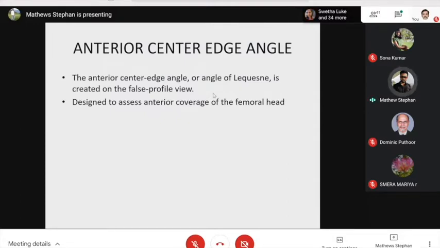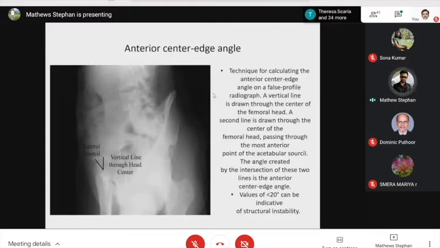Next, coming to the anterior center edge angle. The anterior center edge angle, or angle of Lequesne, is created on the false profile view and is designed to assess the anterior coverage of the femoral head. Here the technique for calculating the anterior center edge angle on a false profile radiograph is shown. A vertical line is drawn from the center of the femoral head. A second line is drawn through the center of the femoral head, passing through the most anterior point of the acetabular sourcil. The angle created by the intersection of these two lines is the anterior center edge angle. If the value is less than 20 degrees, it can be indicative of structural instability.